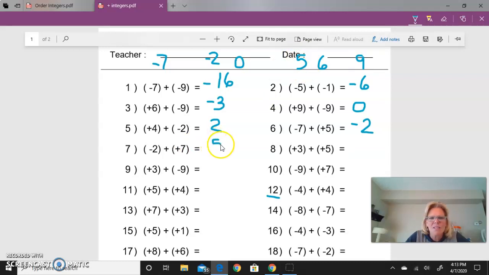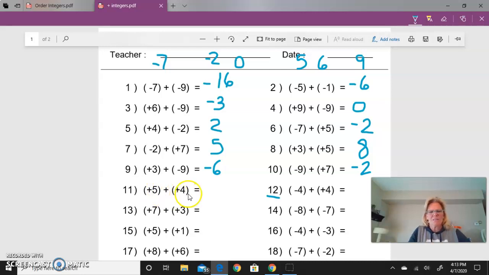Or if you think about the good guys, bad guys, I have more good guys by 5. I have 3 good guys and 5 more good guys. I'm at 8. This is the type of problem you're used to doing. It's just 3 plus 5. Now we're adding in those negatives. Okay, number 9, I have 3 good guys and 9 bad guys. Well, the bad guys are going to win by 6. 10, I have 9 bad guys and 7 good guys. The bad guys are going to win by 2.